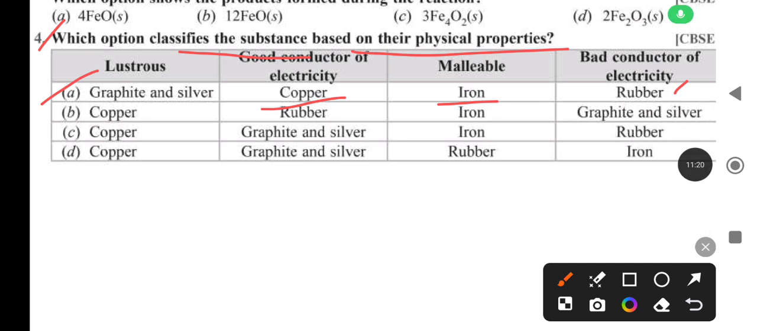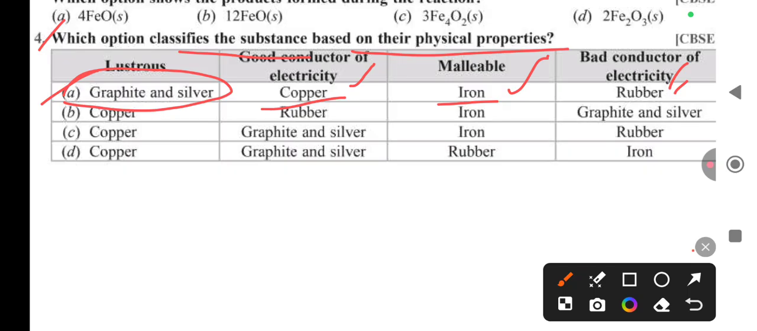So you can see here, copper is a good conductor of electricity, definitely correct. Iron is malleable, correct. Bad conductor of electricity, rubber, is correct. Then what is wrong here? Graphite and silver, it is written as lustrous here. Graphite is not lustrous.